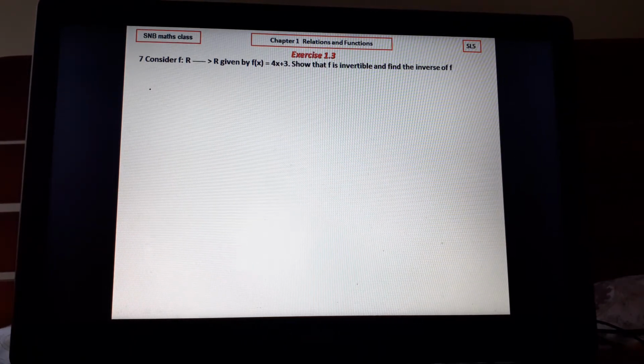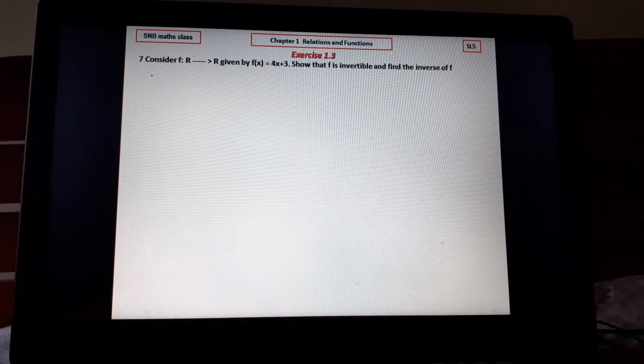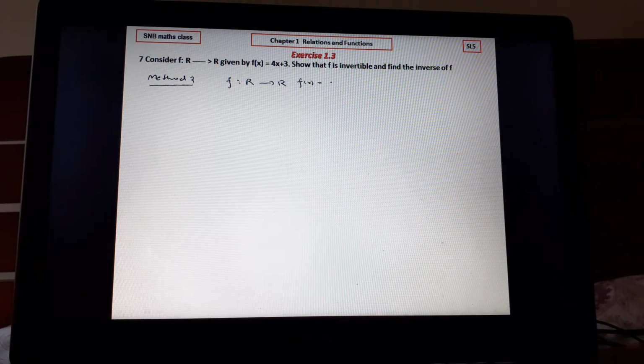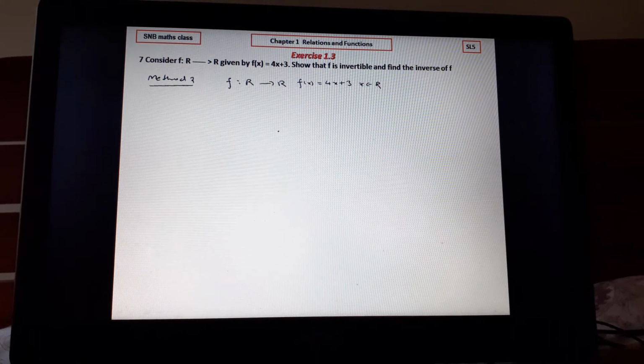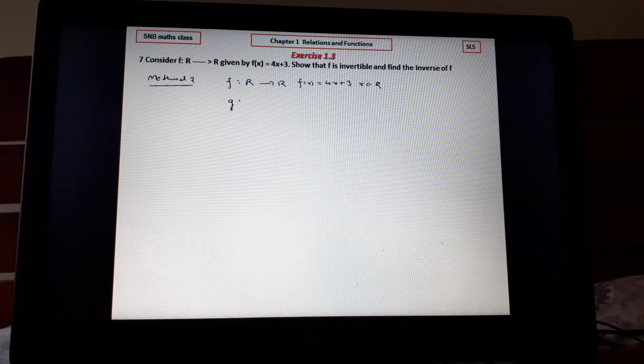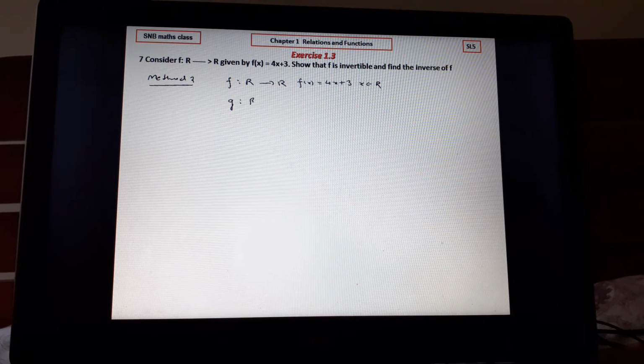So let us take the second method. Method 2. What is given is f is a function from R to R defined by f of x equal to 4x plus 3, x belonging to R. Now recall the definition of an invertible function. What we should do is construct a function g from R to R such that f of g of x must be the identity function, and g of f of x must be the identity function.